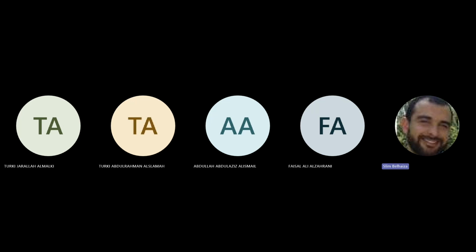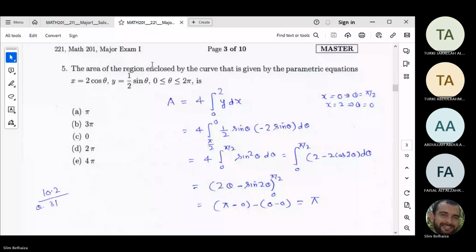Right. Let's go back to it and explain why it is an ellipse. Faisal, do you want to take over? Go ahead. When we solve for cosine, we get x over 2. And solving for sine theta, we get 2y. We have the identity cosine squared theta plus sine squared theta equals 1. So (x over 2) squared plus (2y) squared equals 1. And when we solve, we get an ellipse.